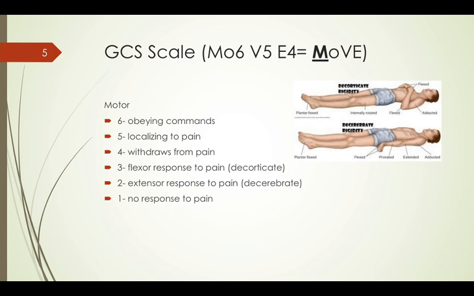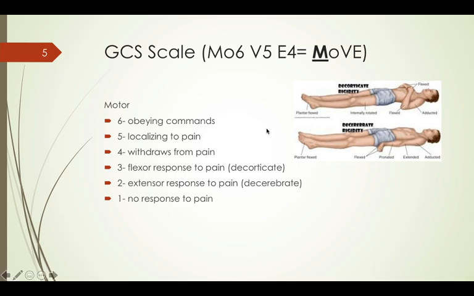Moving on to the GCS scale, there's quite an apt acronym for the GCS scale. It's MOVE, so M-O for motor, V for verbal, E for eye-opening, and it follows the numbers of 6, 5 and 4. So let's start off with the motor. So 6 obeying commands, 5 localizing to pain, 4 withdrawing from pain. So say for instance the difference between 5 and 4.